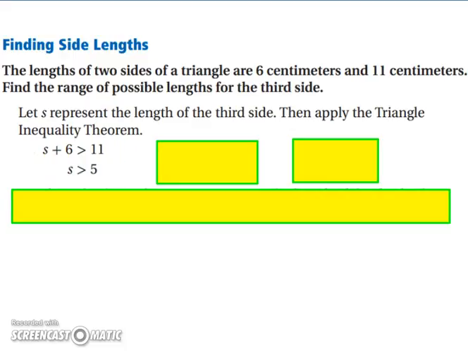So let's start with one of them. The one you don't know, so S plus 6 has to be greater than your third side. So S plus 6 has to be greater than 11. Solve for S. S has to be greater than 5. Okay, put together the other two combinations.